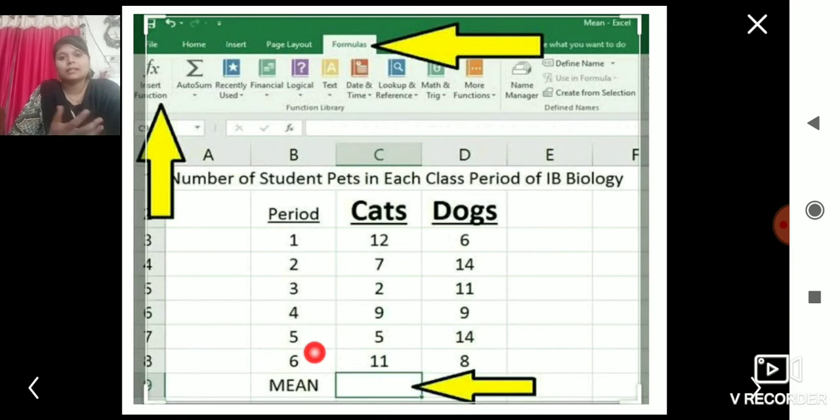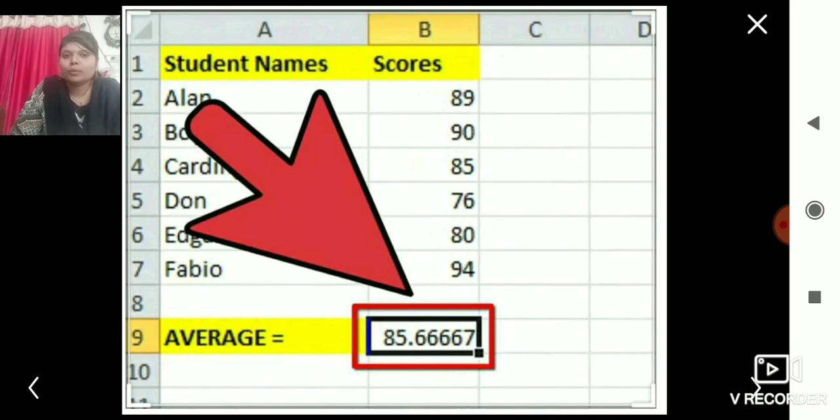In the sixth period, that is the last period of the day, you would find that 11 cats are there and 8 dogs are there. So calculating the average of those particular animals is nothing but a mean. Meaning we could come to know how many dogs were there on average on a particular day. Okay, so that's how the calculation is going to be helpful for us, and this is the number of students and how we calculate the average score of a student also. This is one of the examples.